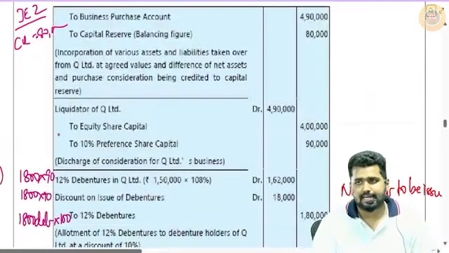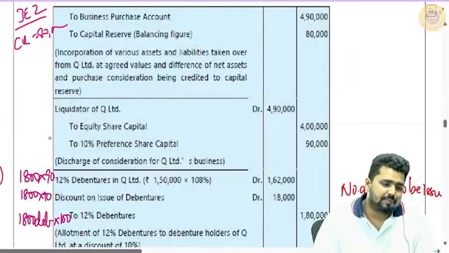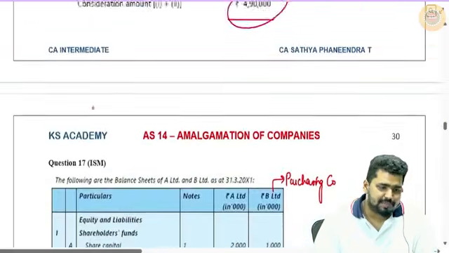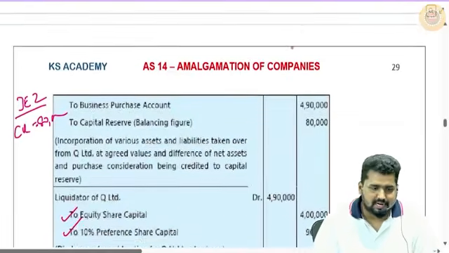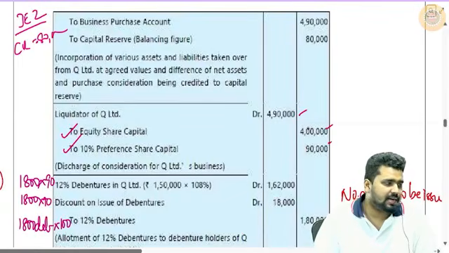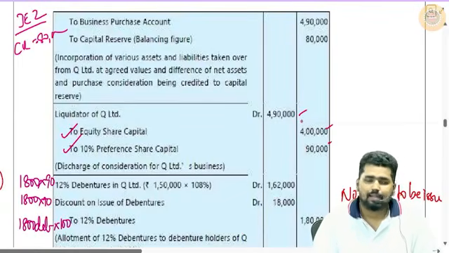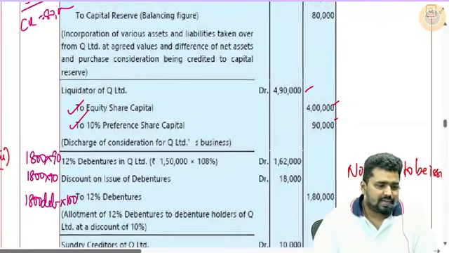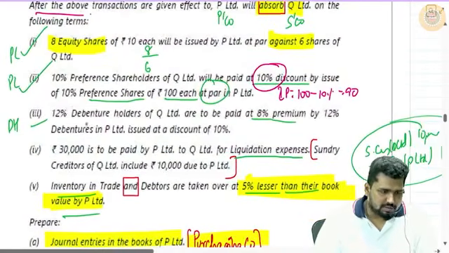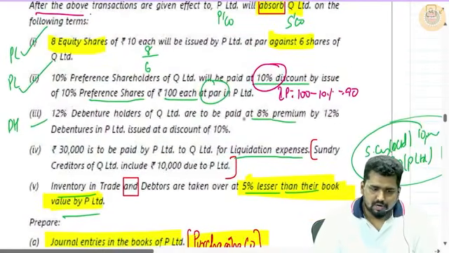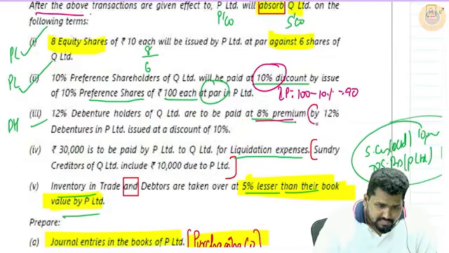Next, the settlement entry. Liquidator of Q Limited account debit to equity share capital, preference share capital as per the working note. How much is the equity share capital? 4 lakh and 90,000. This will be done. Clear? Yes or no? And adjustment number 3, we will look into that once again: 12% debentures are to be paid at 8% premium.